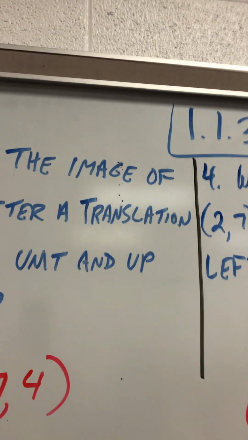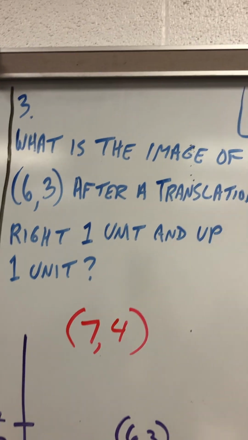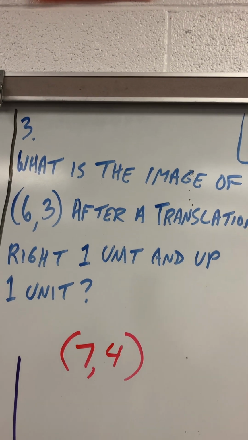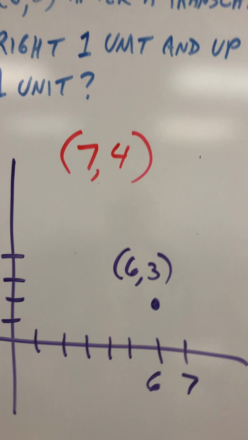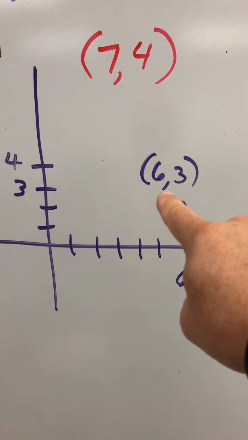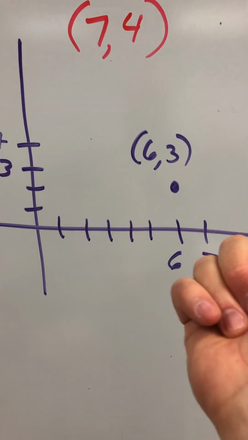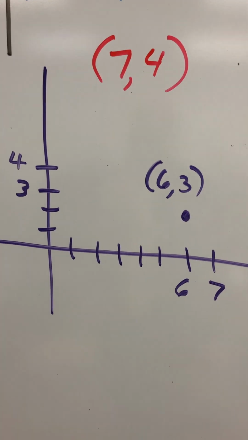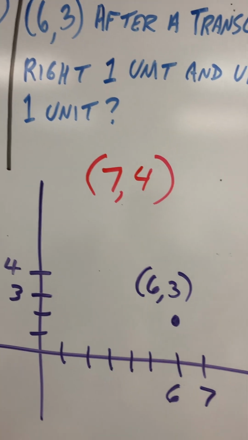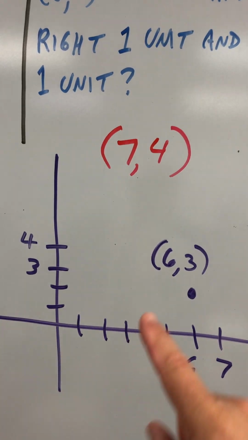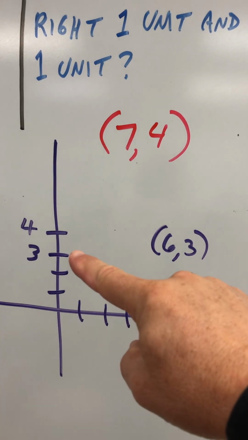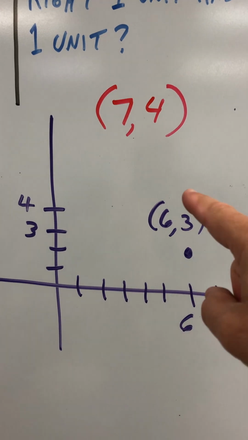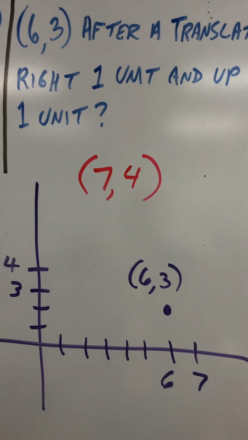Okay. What is the image of 6, 3 after a translation right 1 unit and up 1 unit? So what you're doing is you're taking the point 6, 3. If I'm going right 1 unit, aren't I going from 6 to 7, right? If I'm going up 1 unit, aren't I going from 3 to 4? So I'm going to go from 6 to 7 and from 3 to 4. My answer, 7, 4. There you go.